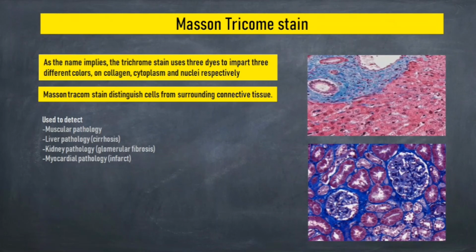The next one is Masson trichrome stain. As the name implies, the trichrome stain uses three different dyes to impart three different colors on collagen, cytoplasm, and nuclei respectively. Masson trichrome stain distinguishes the cell from surrounding connective tissue and diagnoses fibrosis especially, and it is used to detect the muscular dystrophies, cirrhosis of liver, glomerular fibrosis, and some other cardiac abnormalities.